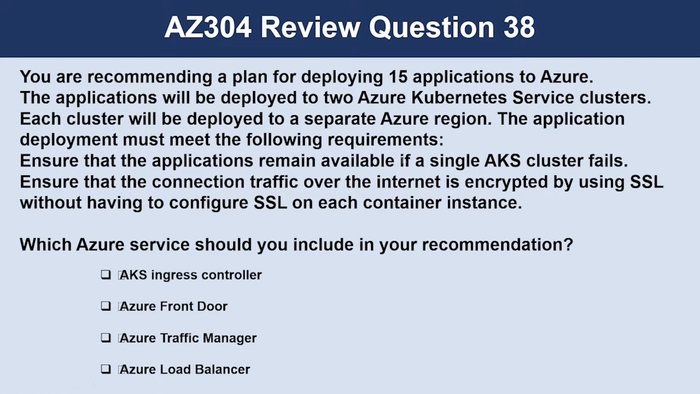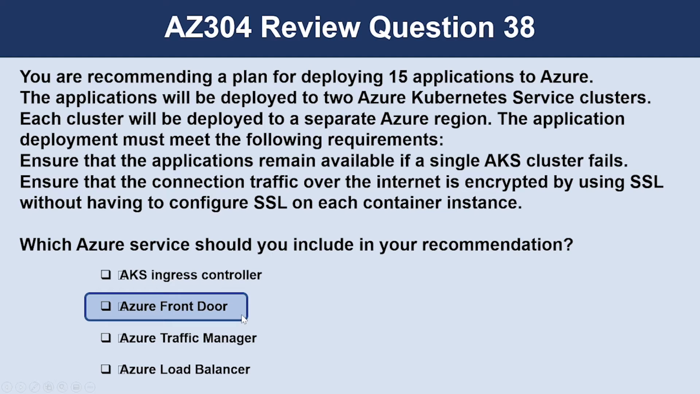Question number 38. You are recommending a plan for deploying 15 applications to Azure. The applications will be deployed to two Azure Kubernetes Service clusters. Each cluster will be deployed to a separate Azure region. The application deployment must meet the following requirements. Ensure that the applications remain available if a single AKS cluster fails. Ensure that the connection traffic over the internet is encrypted by using SSL without having to configure SSL on each container instance. Which Azure service should you include in your recommendation?